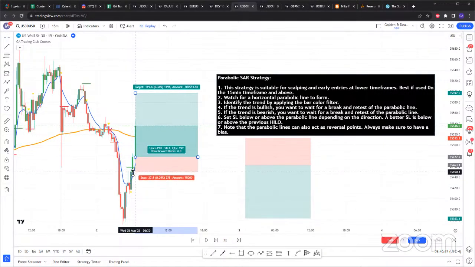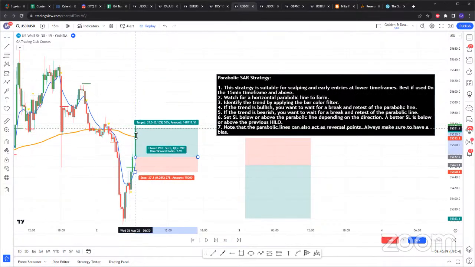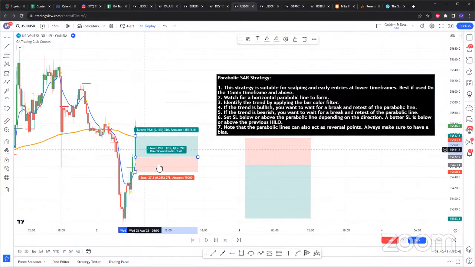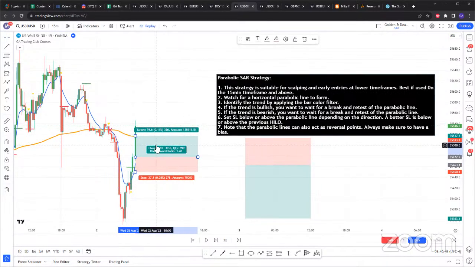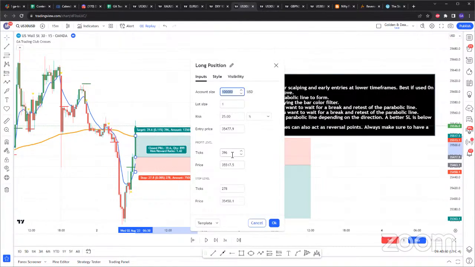So in this case, if I was doing this and even targeting the 200 DMA somewhere up here, this would be what, 1:1.5 risk to reward. This was just what, 40 pips. So if I wanted to do like 50 pips, so 50 pips TP, 300 pips stop loss.